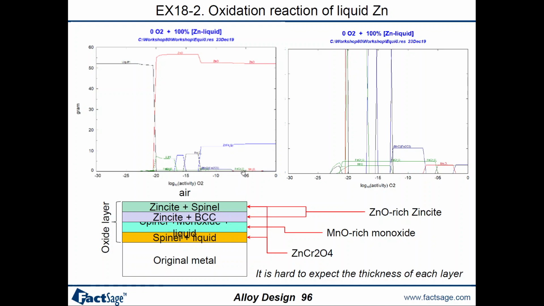As you can see, this ZnO and ZnFe2O4 form the zincite and spinel phases, which are a ZnO-rich zincite phase, then another monoxide-rich phase, and ZnCr2O4. All these phases can be seen from the calculation as formed. But there is one thing: as I've shown, it is very hard from these thermodynamic calculations to predict the thickness of each layer.